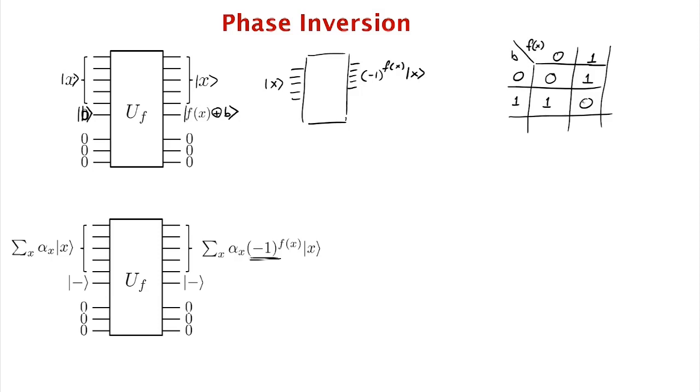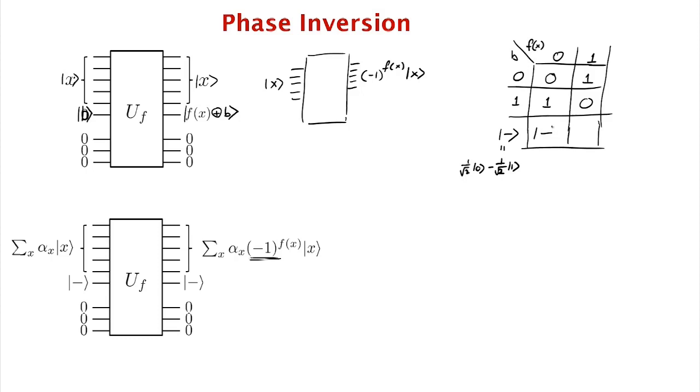Now let's see what happens if we start with a state minus. What's minus? It's 1 over square root 2, 0, minus 1 over square root 2, 1. Okay, so what happens if f of x is 0? Well, in the case that b was 0, we output a 0. In the case that b was 1, what do we output? We output a 1. So we output exactly what we input. So we output a minus.